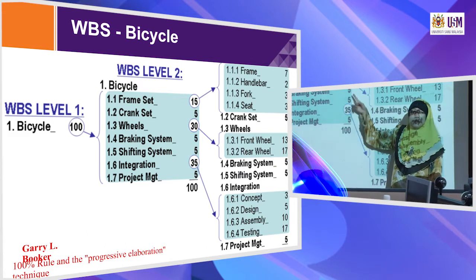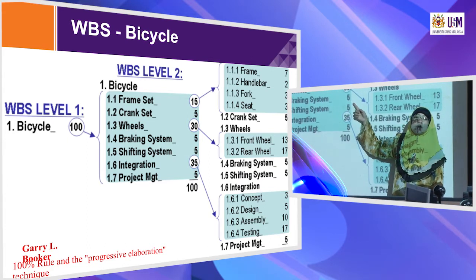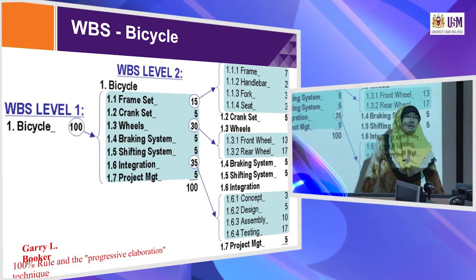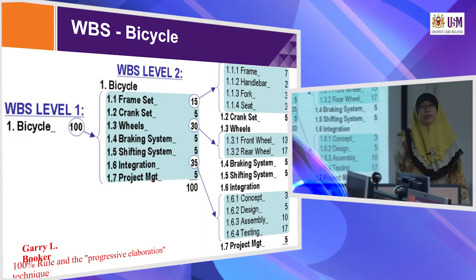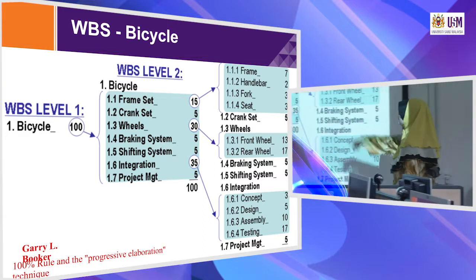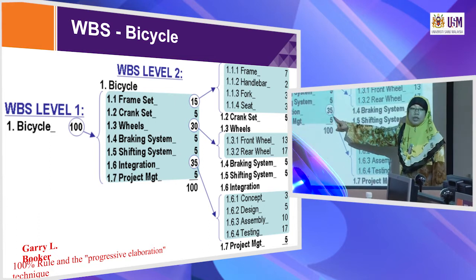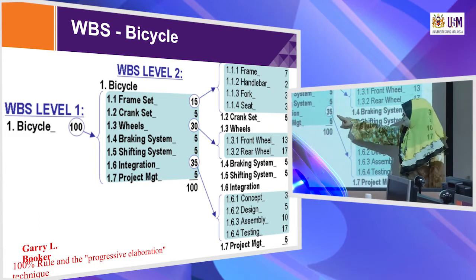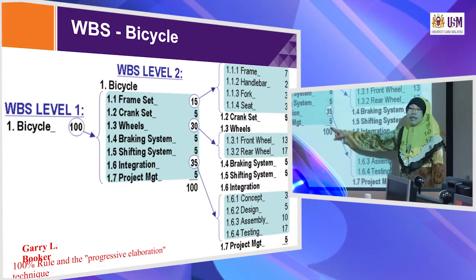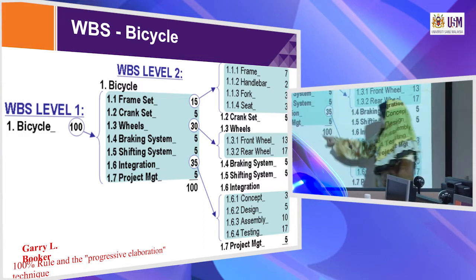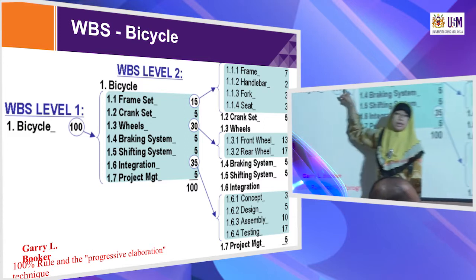Brake, not so important. If there's no brake, you can still use your legs to stop the bicycle. Shifting system, integration, it is important. You need to integrate the bicycle. So it's 35, then project management, then the total will be 100. So 100 here and 100 here.